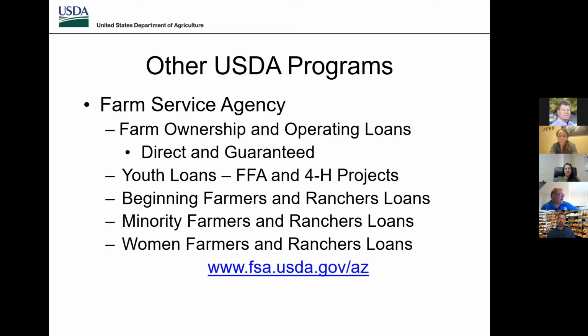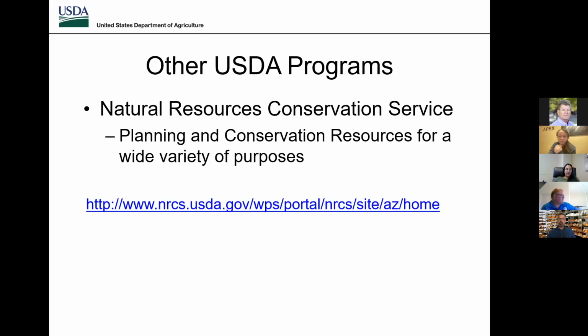I also want to point out our USDA sister agencies, the Farm Service Agency. I put a link down there for where to go for them, but they have farm ownership and operating loans, youth loans for FFA and 4-H projects, beginning farmers and ranchers loans, minority farmers and ranchers loans, and women farmers and ranchers loans. It's our sister agency, and we support what they do. Likewise, the Natural Resources Conservation Service has planning and conservation resources for a wide variety of programs. I don't profess to know them all, and it's enough to know what I do. But again, the Natural Resources Conservation Service is an excellent partner for rural Arizona.